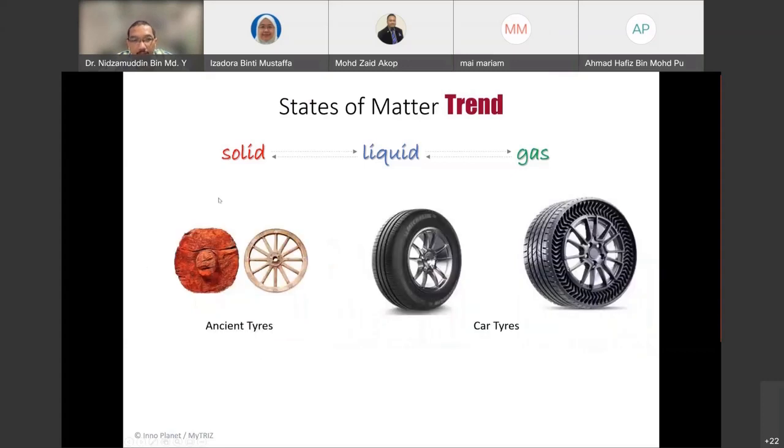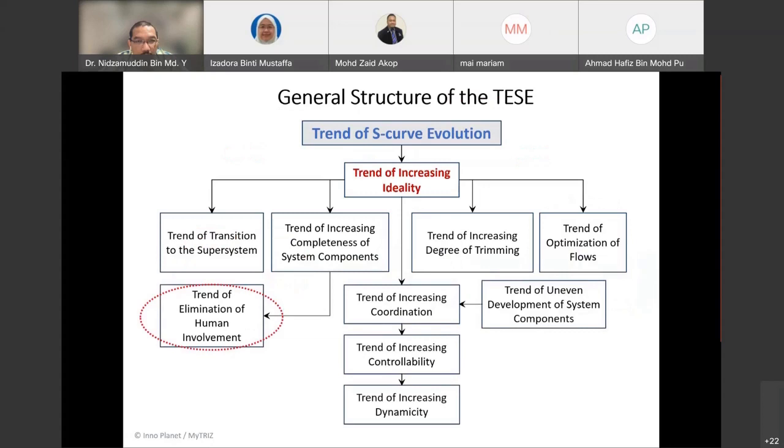And we have the tires in the ancient tires, and currently we have tires with the rubber tubing, and now we have tires that are without any tubing, produced by Michelin. Okay, Michelin. All right, so this is another example of trends, the trend of elimination of human involvement.